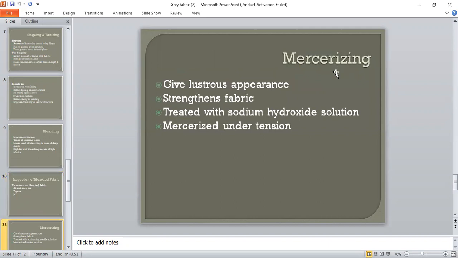Next is mercerizing. Mercerizing is a treatment for cotton fabric and thread that gives fabric or yarns a lustrous appearance. What is lustrous appearance?